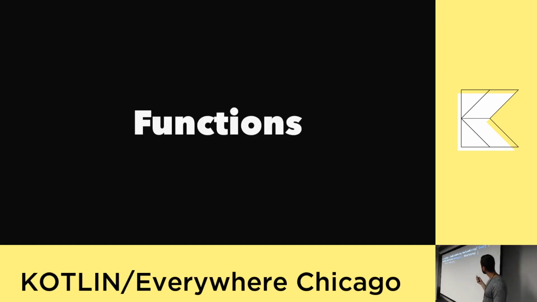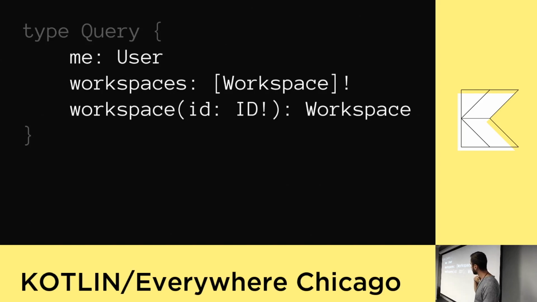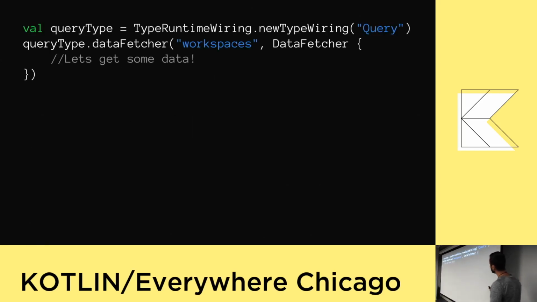So in this case, if we go back here, we had a query. We can query for me or the current user. We can query workspaces, or we can query for a single workspace with a parameter. And if we take a look, all we need to do is say, hey, I'm giving the runtime a type wiring for the query. And whenever someone calls the workspaces query, just run this function. That's all it is. The interesting thing about this is that this makes unit and integration testing really easy for your entire API, because with these functions, you can just test those functions in isolation. And we'll take a look at that in a little bit.